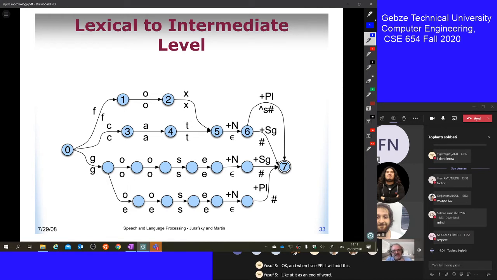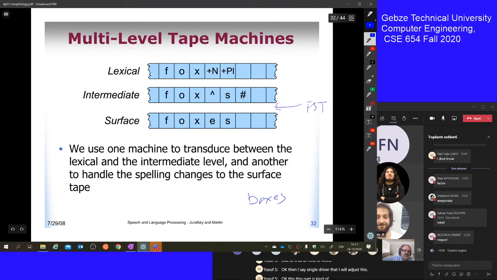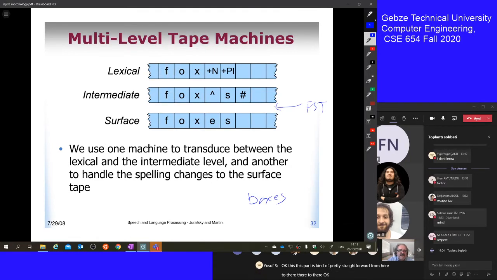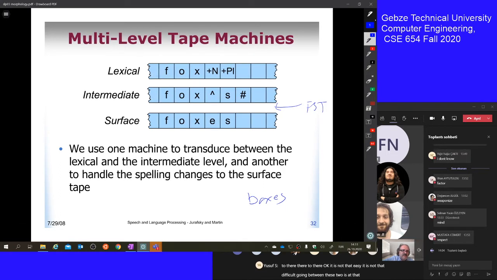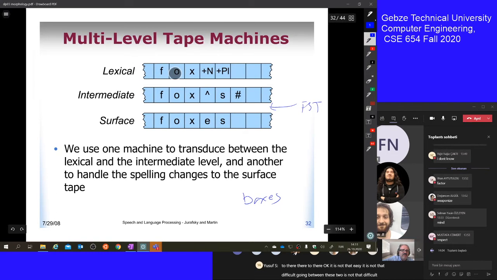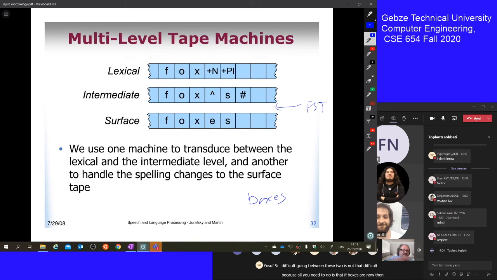Okay, when I see singular, I will add just this. Well, this part is kind of pretty straightforward, from here to there or there to there. It is not that easy, it is not that difficult. Going between these two is not that difficult, because all you need to do is that if fox is a noun, then I will do that. If it's a verb, then I will do it the other way.